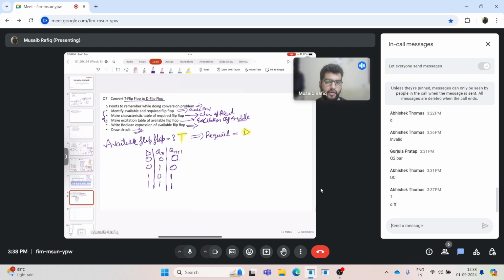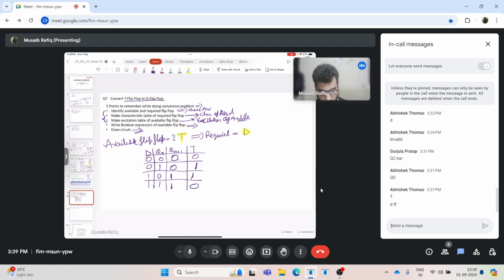Now after constructing a characteristic table of the required flip flop, what I am required to do is to make an excitation table of the available flip flop. So for available, I'll just write T and construct the excitation table. So Qn equal to 0, Qn plus 1 equal to 0, T will be equal to 0, Qn plus 1 equal to 1 and 0, this will be 1, this is 1, and this is again 0, right? So this is the table I got.